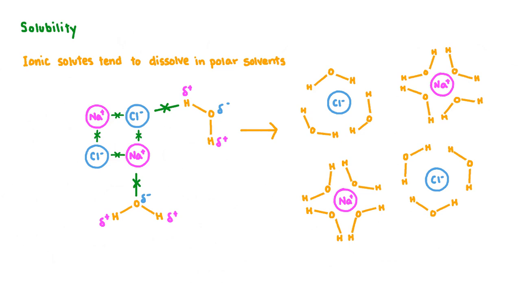It's important to note that not all ionic solutes dissolve in polar solvents. Ionic solutes only tend to be soluble in polar solvents when new, stronger electrostatic interactions are formed. Now that we have examined the solubility of substances in polar and nonpolar solvents, let's make a list of some common solvents that we can choose from.